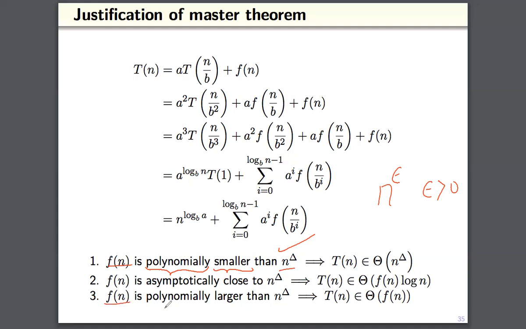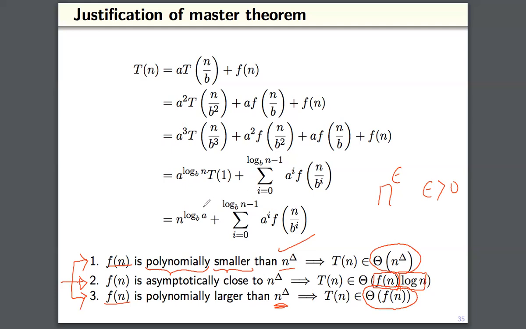Another case is f of n being polynomially larger than n power delta. These are kind of opposites. If f of n is polynomially smaller than n power delta, n power delta is the winner because it's asymptotically larger. If f of n is polynomially larger than n power delta, f of n is larger, and that is the winner. What if f of n is asymptotically close to n power delta? Then it is f of n times log n. But where did we get log n from? Why don't we just have f of n?